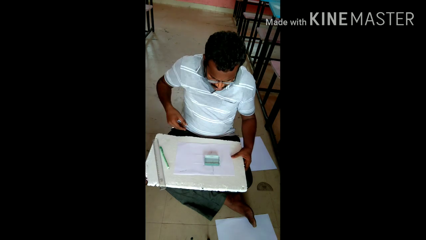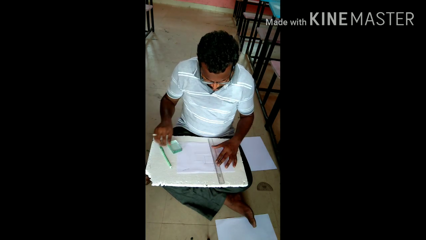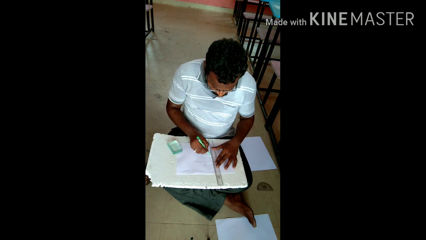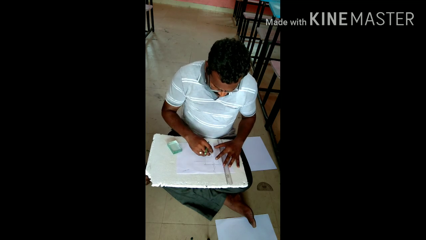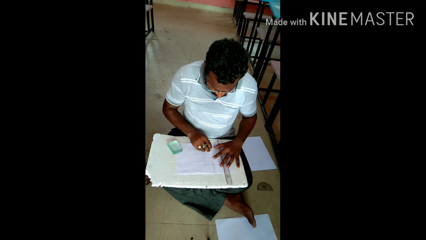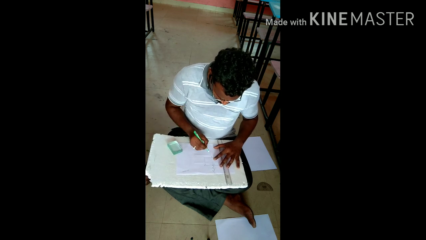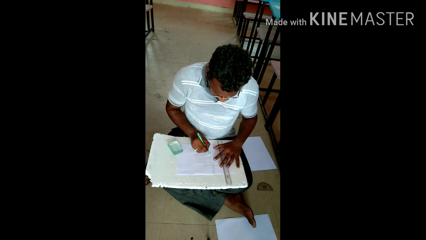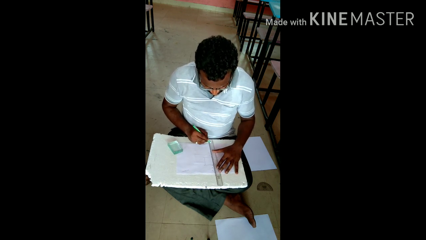Now remove the glass slab. Join those 2 pins to the side CD. Now we can observe that if you consider these 2 pins as P and Q and the remaining 2 pins as R and S, they should be in the same straight line.